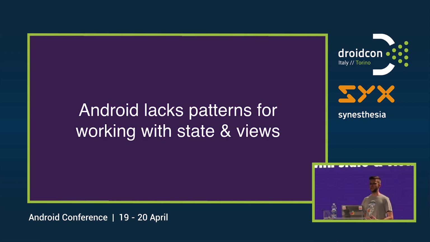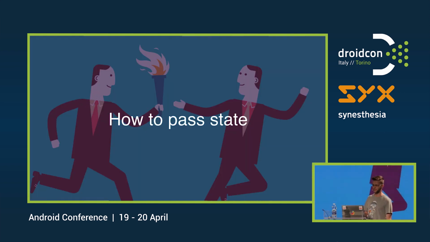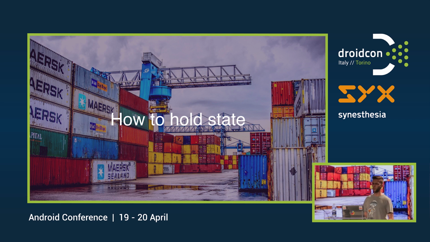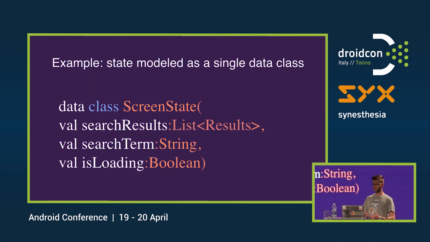Unfortunately, and this is where I really struggle, Android does not have good patterns for working with state. We don't know how to create state. Passing state is difficult. Similarly, where do we hold our state? Where do we maintain it? And that all can be summarized as, how do we think about state as an Android developer or as a community? So before, I used to think about state this way.